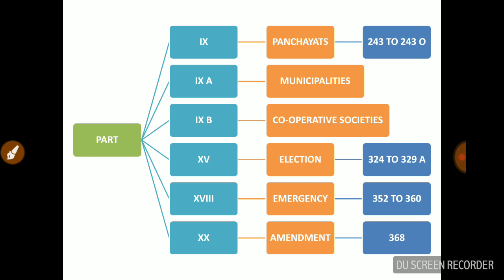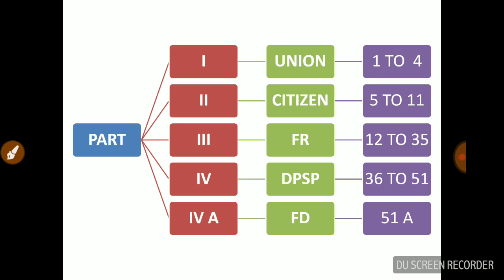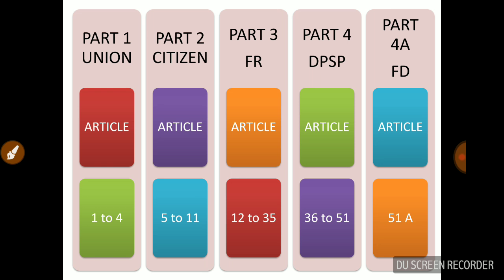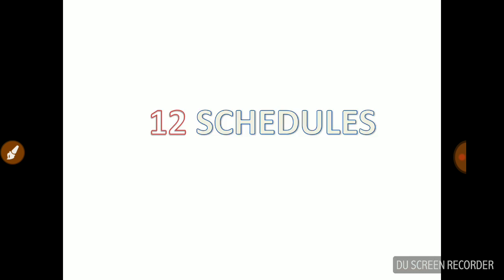Article 368 is where we understand how we amend or edit the Constitution and the laws. So article 368 is very important. For the time being we have to be clear about articles 1 to 51A. Other articles we will learn slowly in the coming video sessions. So this is very important: articles 1 to 4, then 5 to 11, then 12 to 35, 36 to 51 and 51A. This is important, from Union to fundamental duties.